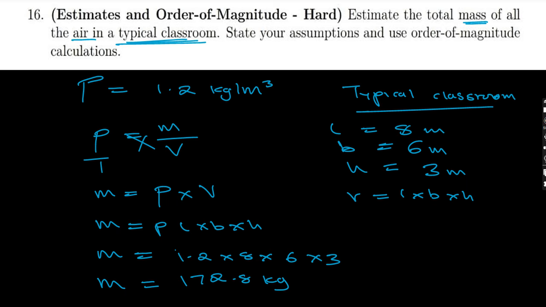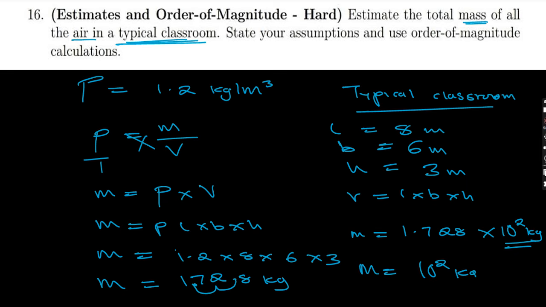Okay, now to find the order of magnitude, we are going to convert this into scientific notation. So we are going to move our decimal place here, 1, 2. We're going to have our mass to be 1.728 times 10 to the power 2 kg, because we moved 2 times there. So now the order of magnitude is just the power of 10. So the order of magnitude of the mass is 10 to the power 2 kg.